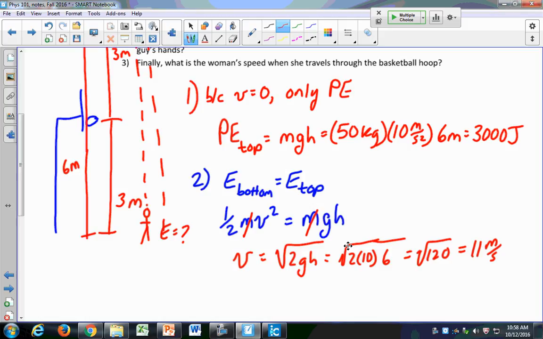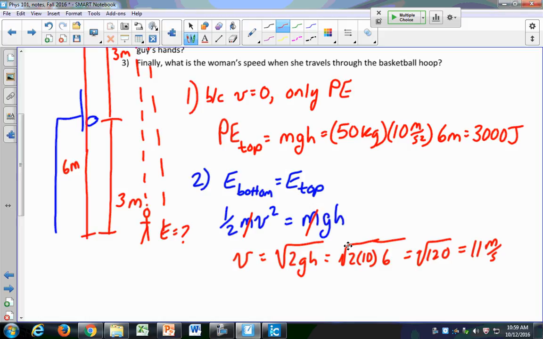And now I want to know, what is her speed when she goes right here? Now, what is her energy when she goes right here through the basketball hoop? A number. What is the value of her energy? That's sort of a trick question. It's not 0. Think about this. Don't answer, but think about what is the value of the energy. How much energy does she have when she goes through the basketball hoop?